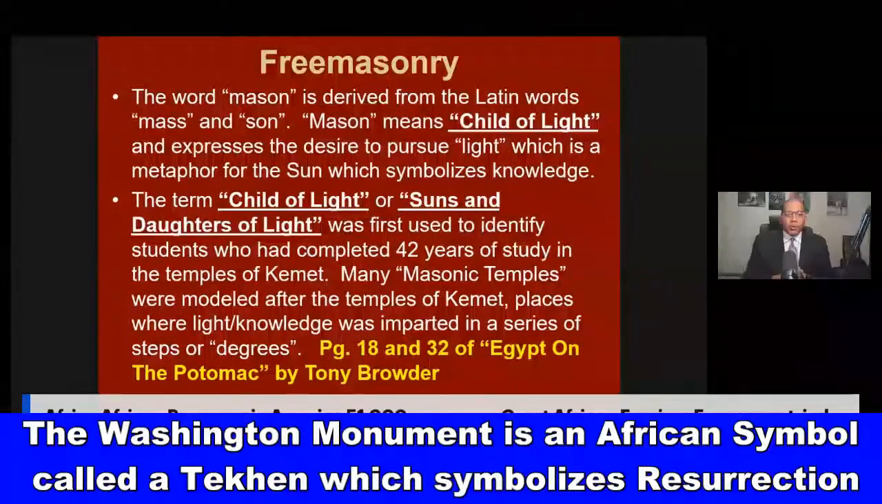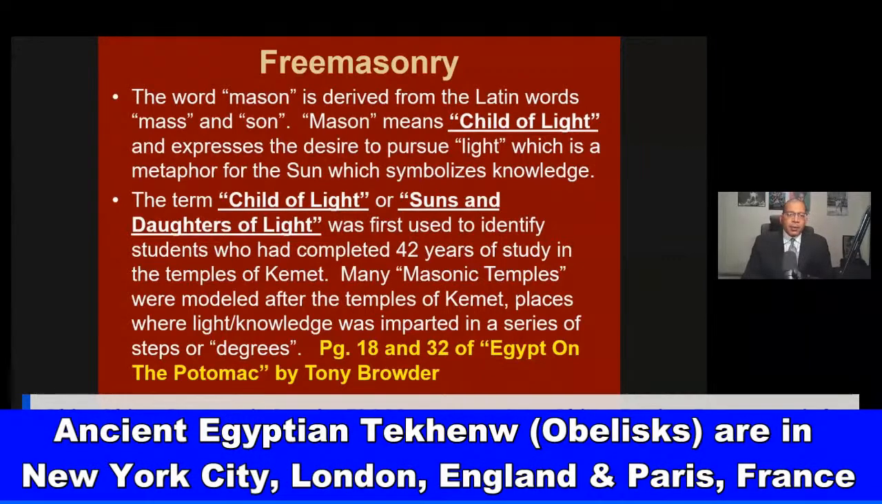Okay, so the term child of light or sons and daughters of light was first used to identify students who had completed 42 years of study in the temples of ancient Kemet. Many Masonic temples were modeled after the temples of Kemet, places where light or knowledge was imparted in a series of steps or degrees. So the concept of going to a liberal arts college comes out of ancient Africa as well.